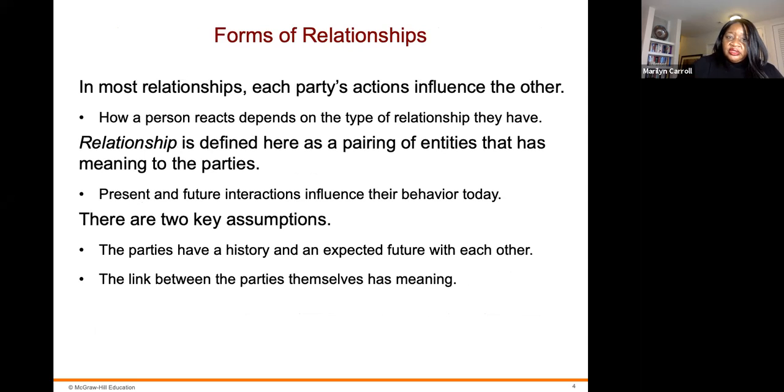There are forms of relationships. In most relationships, each party's actions influence the other. And relationship, let's break that down. How a person reacts depends on the type of relationship they have with the other person. Mother, daughter, manager, employee, leader, CEO, manager, down the ranks. Relationship is defined here as a pairing of entities that have meaning to the parties. And so present and future interactions influence their behavior today. There are two key assumptions. The parties have a history and an expected future with each other, and the link between the parties themselves has meaning.